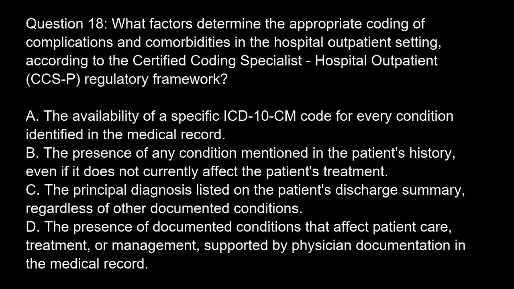Option A. The availability of a specific ICD-10-CM code for every condition identified in the medical record. Option B. The presence of any condition mentioned in the patient's history, even if it does not currently affect the patient's treatment. Option C. The principal diagnosis listed on the patient's discharge summary, regardless of other documented conditions. Option D. The presence of documented conditions that affect patient care, treatment, or management, supported by physician documentation in the medical record.